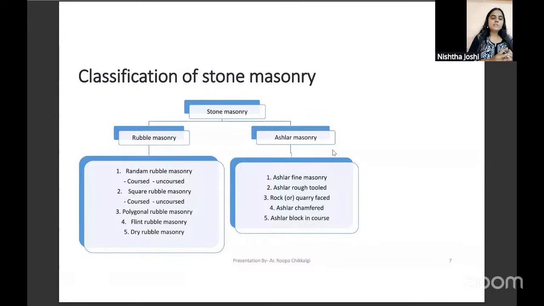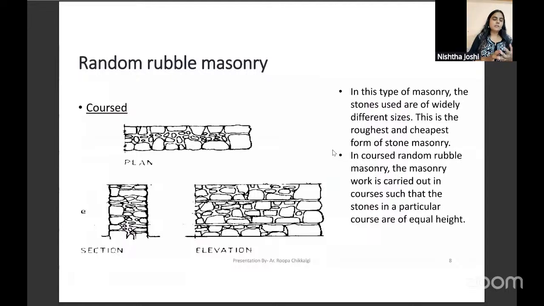Then ashlar masonry also has a few types: fine ashlar masonry, rough tooled ashlar masonry, rock or quarry faced ashlar masonry, ashlar chamfered, and ashlar block and course. Of course, you don't need to remember each and every type, but majorly you need to know rubble masonry and ashlar masonry separately. So here you can see the coursed random rubble masonry.